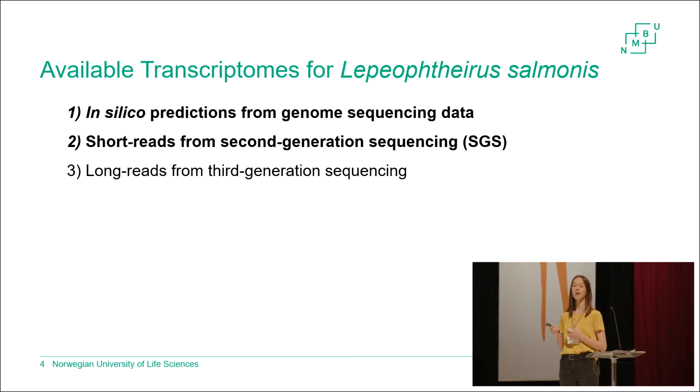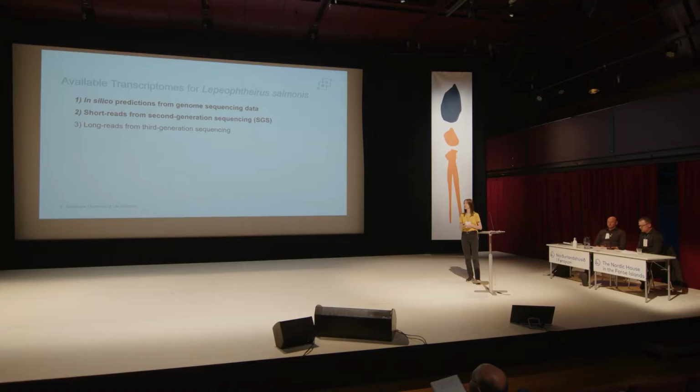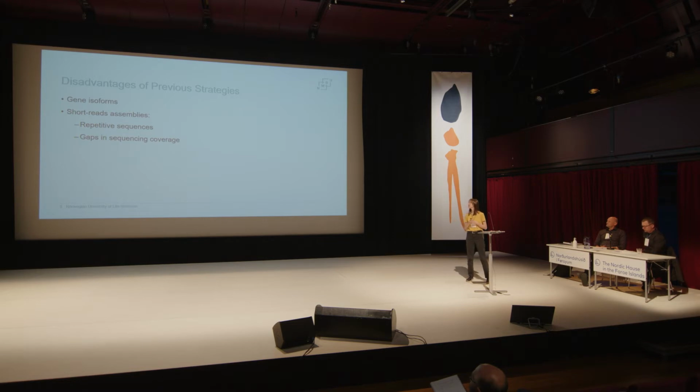The currently available transcriptomes for salmon lice are generally based on the first two methods, but disadvantages with those strategies are isoform identification difficulties and possible errors with short reads assemblies, like repetitive sequences and gaps in sequencing coverage.